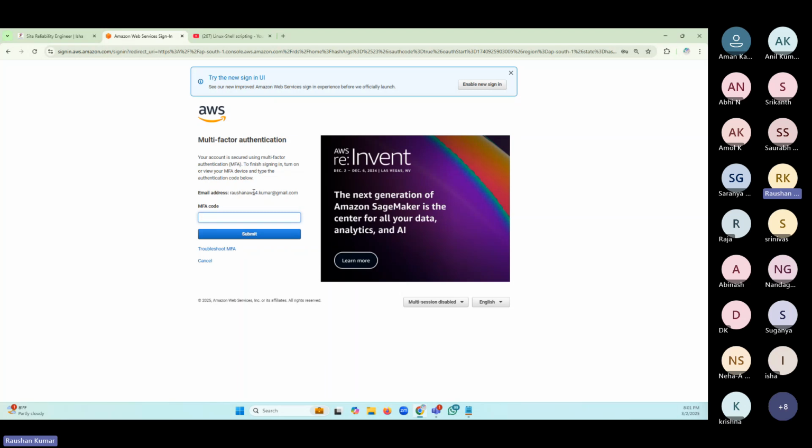I've enabled multi-factor authentication for my account, so let me just log in. I am getting the password on my mobile. So you'll also be having this in upcoming weekends.